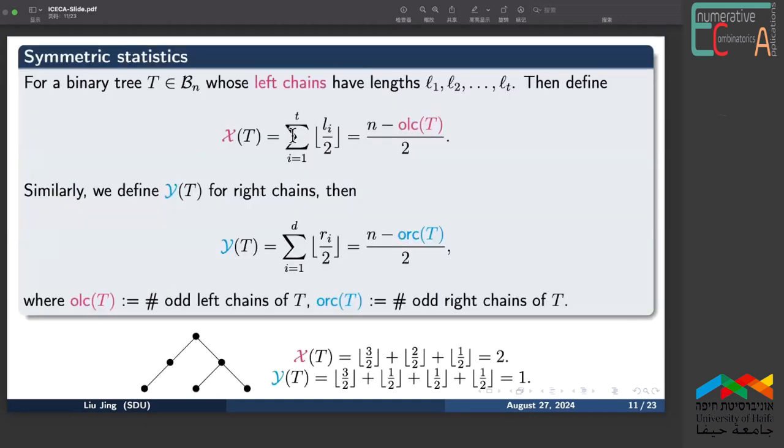X is a binary tree statistic defined by this sum, where l1, l2, l3 record the lengths of all left chains in T. Y can be defined similarly for right chains. Analogous to MNA, X can also be transformed into a parity statistic, odd left chains, which counts the number of left chains with odd lengths of T. Y can be transformed into odd right chains. These two symmetric parity statistics are related to the Jacobi elliptic functions and the Catalan-Schett polynomials.